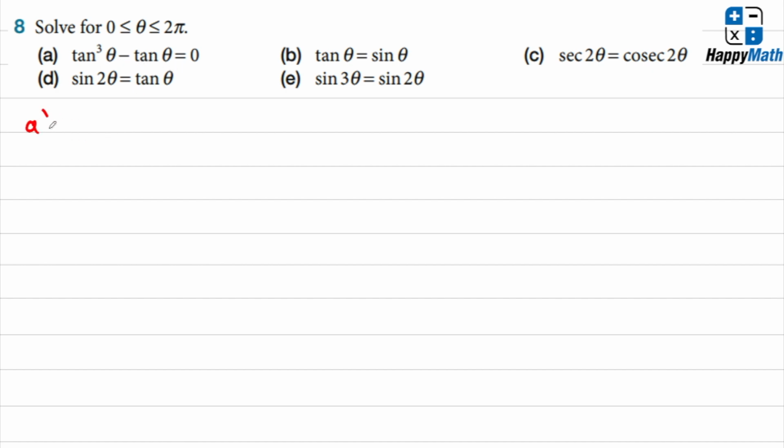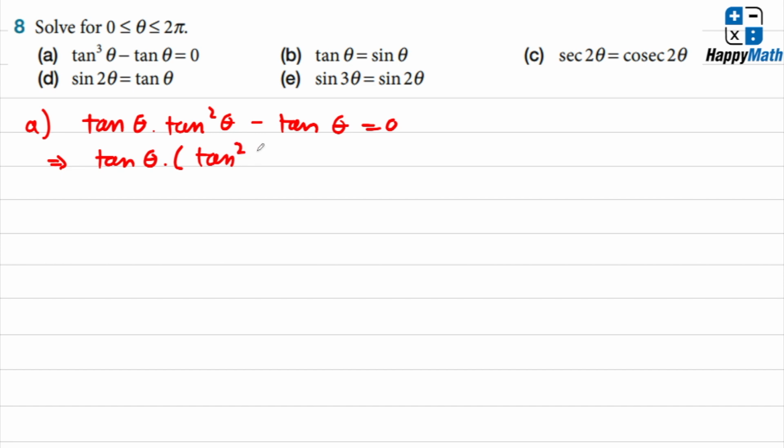And the first step for question A, I think you should factorize this one first. Because you can understand tan cubed theta means tan theta multiplied by tan squared theta, and minus tan theta. Factorizing, you have the common factor tan theta multiplied by the open bracket tan squared theta minus 1. And from this equation, you will get two solutions. The first is the one where the first factor equals 0, and the other is the other bracket, tan squared theta minus 1, equal to 0.